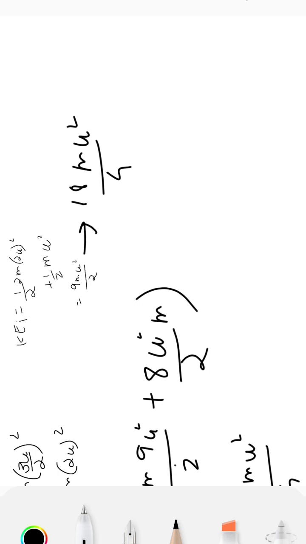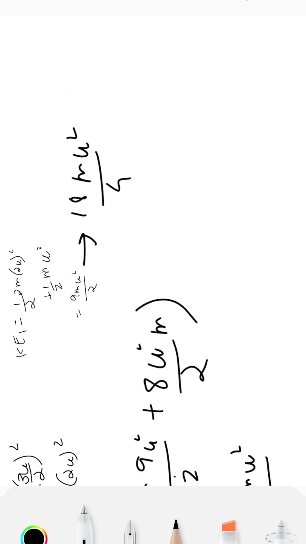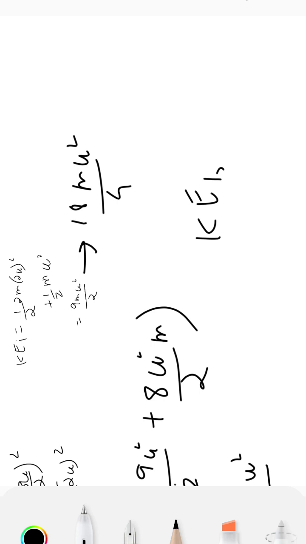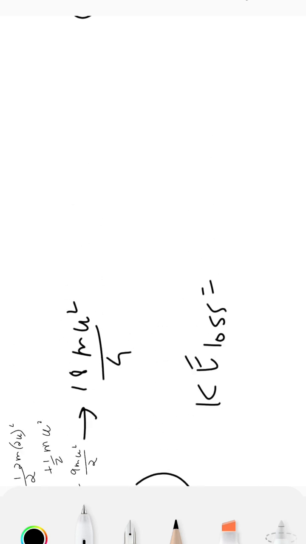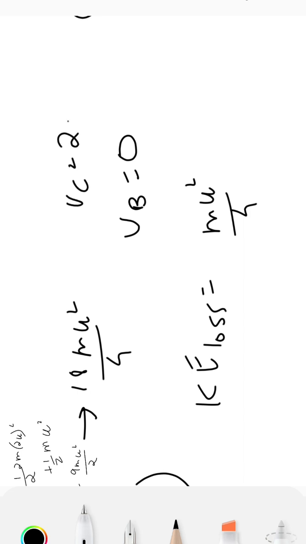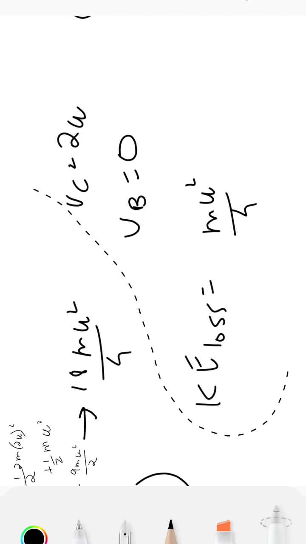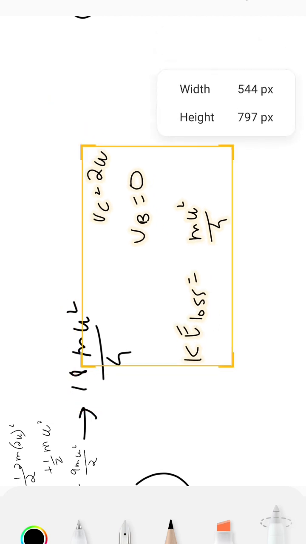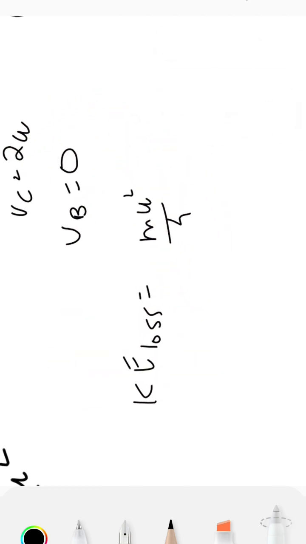If you try to find the loss in kinetic energy, the kinetic energy loss is nothing but mu square by 4, and the velocity of B finally would be 0, and the velocity of C finally would be 2u. So this is the answer that you're going to get.